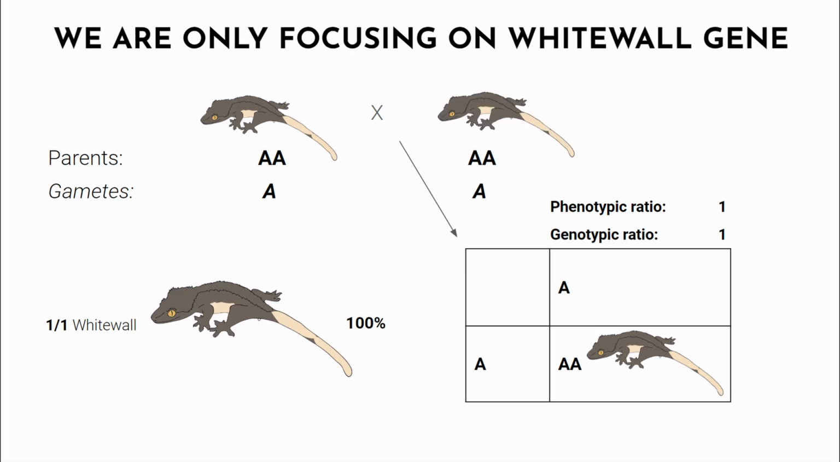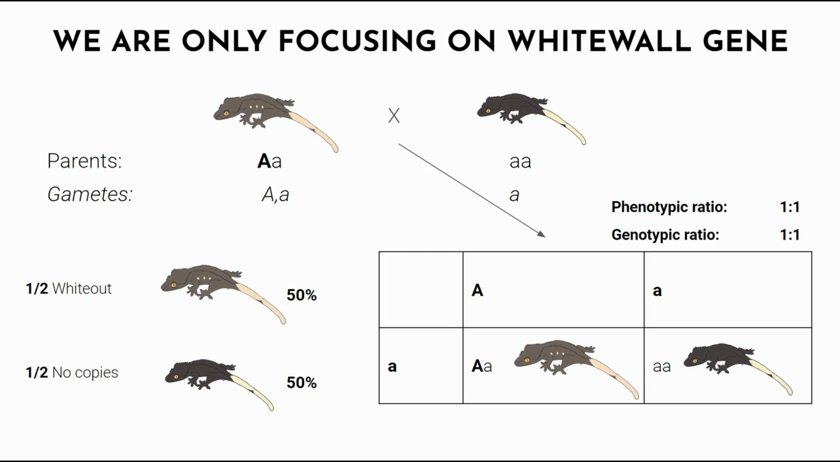When we cross a homozygous dominant to a homozygous dominant, the only gamete being passed on is the big A. So the only possible combination that we can make between these 2 parents is big A, big A. Therefore, all of the kids are going to be white wall kids, which are big A, homozygous dominant. When we cross a whiteout, which is a big A, small a, to a small a, which has no whiteout and no white wall, half of the kids are going to be whiteout, and half of the kids are going to have no copies of the gene.